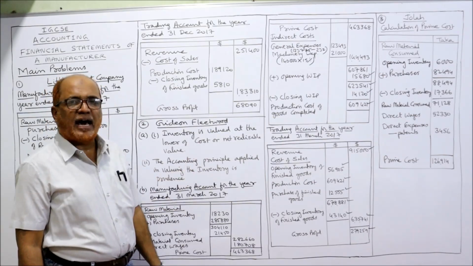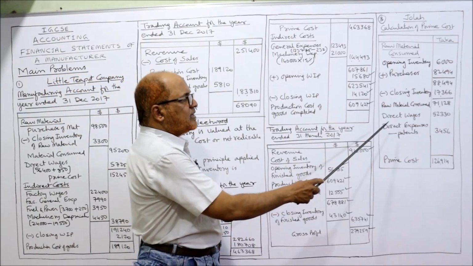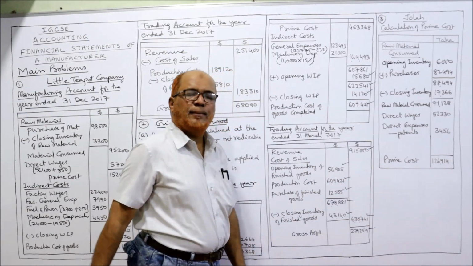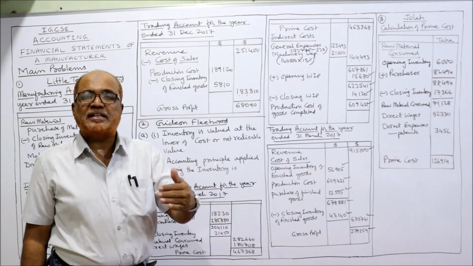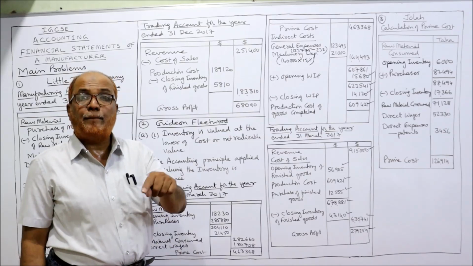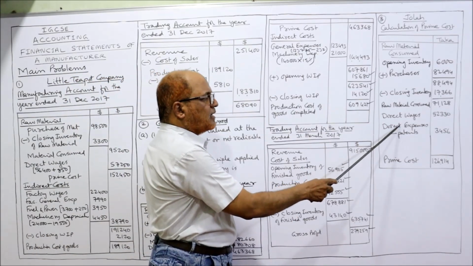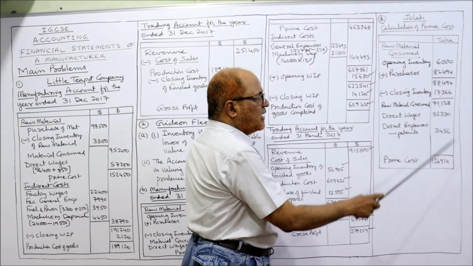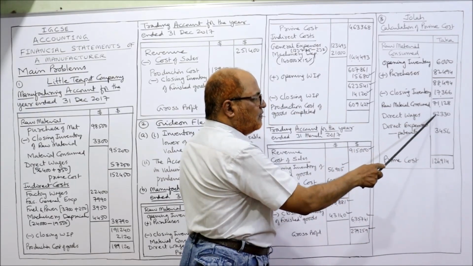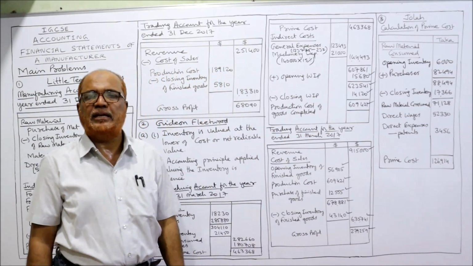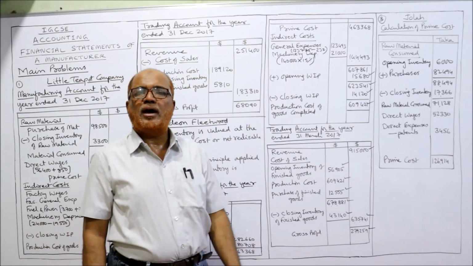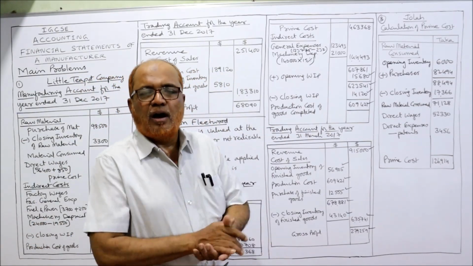To this we add direct wages. So direct wages are given, 52,330. Plus direct expenses. The direct expenses are the patents. So patents are direct expense, 3,456. Take the total of material, wages and direct expense, 1,26,914. This is the prime cost.